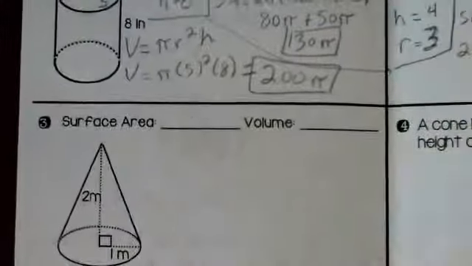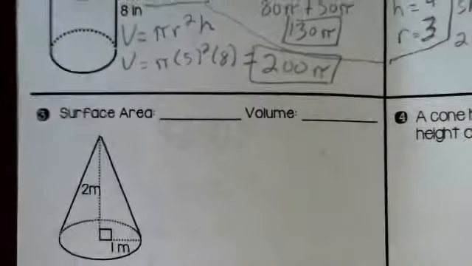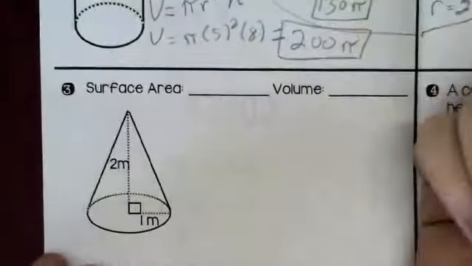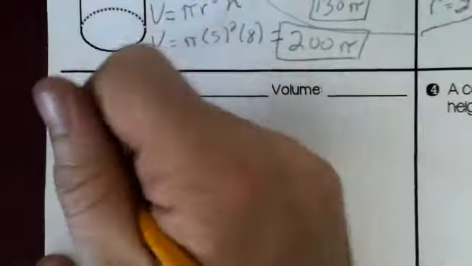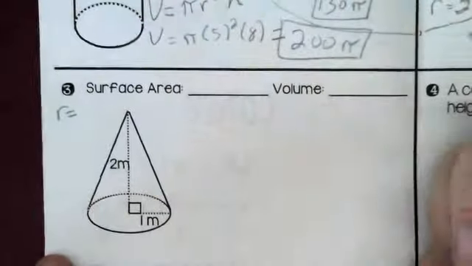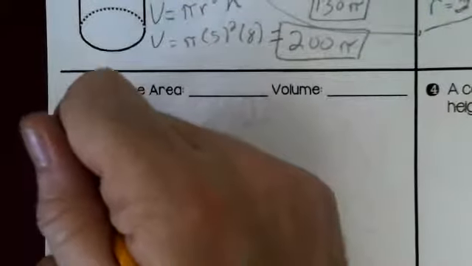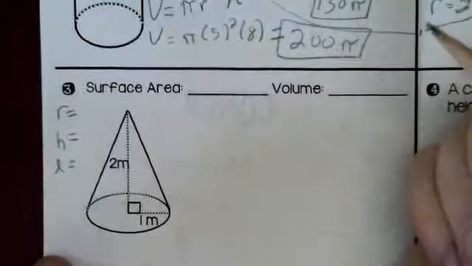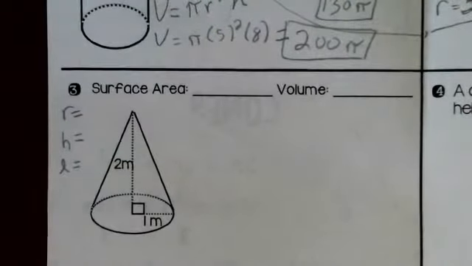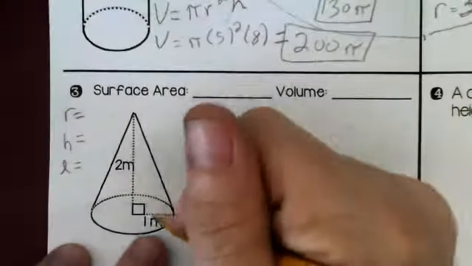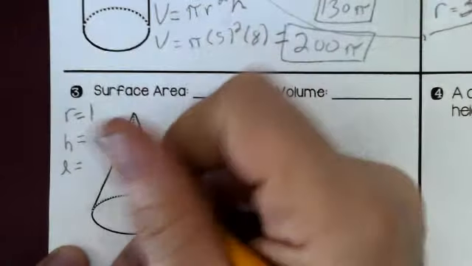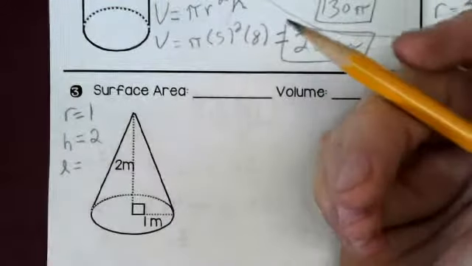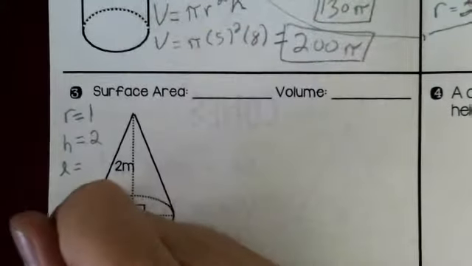Let's tackle a couple of examples. So on our first example, to find our surface area and volume, we're going to need to know three things. I'm going to need to know my radius, I'm going to need to know my height, and my slant height. If I know those three things, then I can start plugging things into my formula. Well, my radius was given as 1, my height was given as 2, and for my slant height, we're going to need to use the Pythagorean theorem.